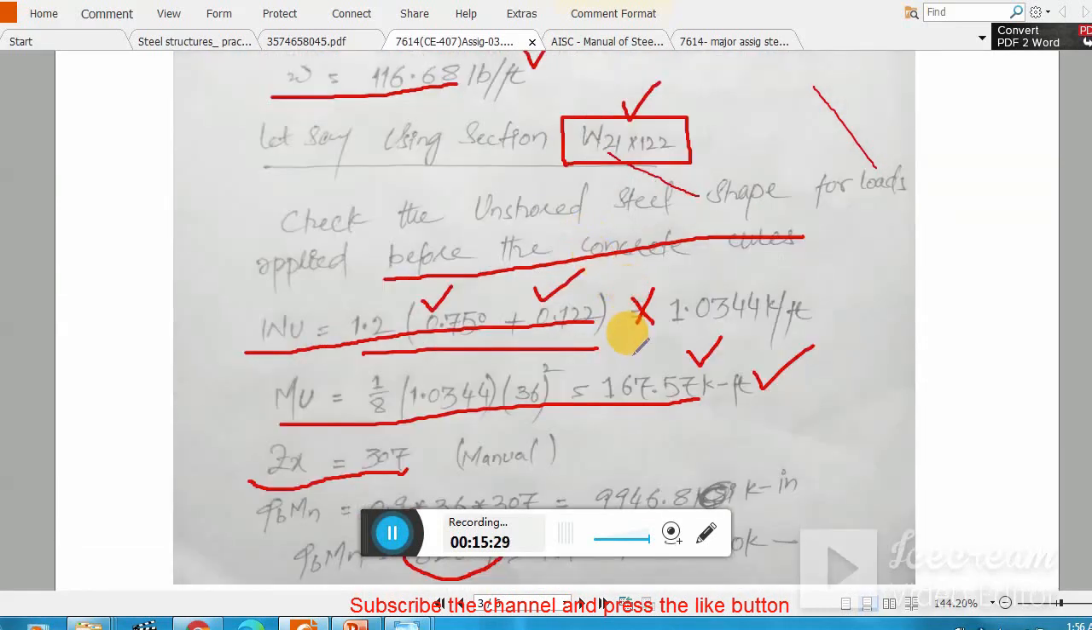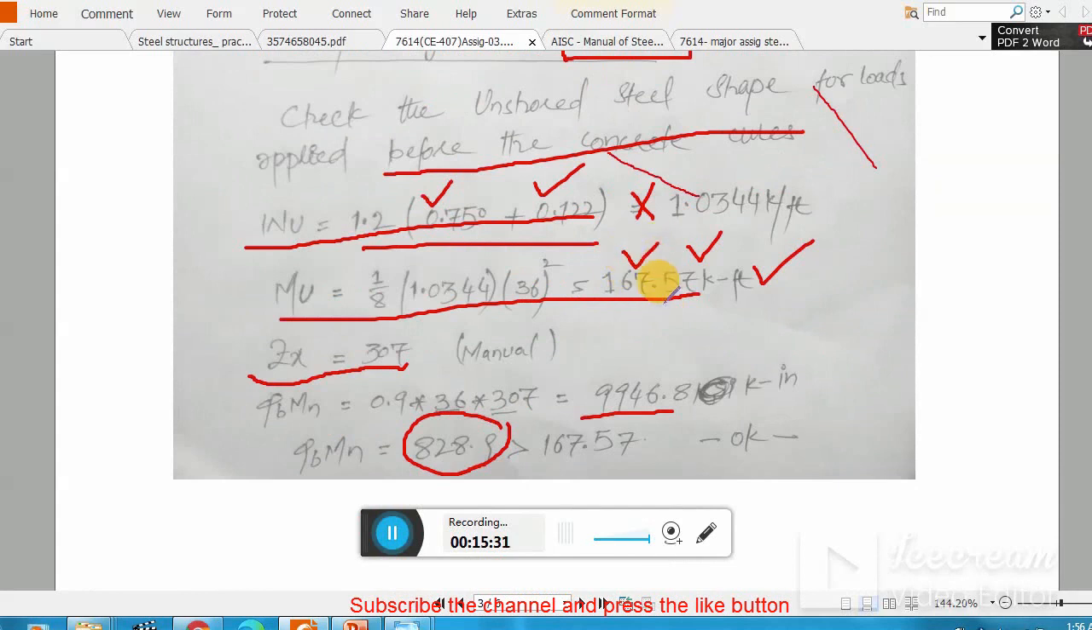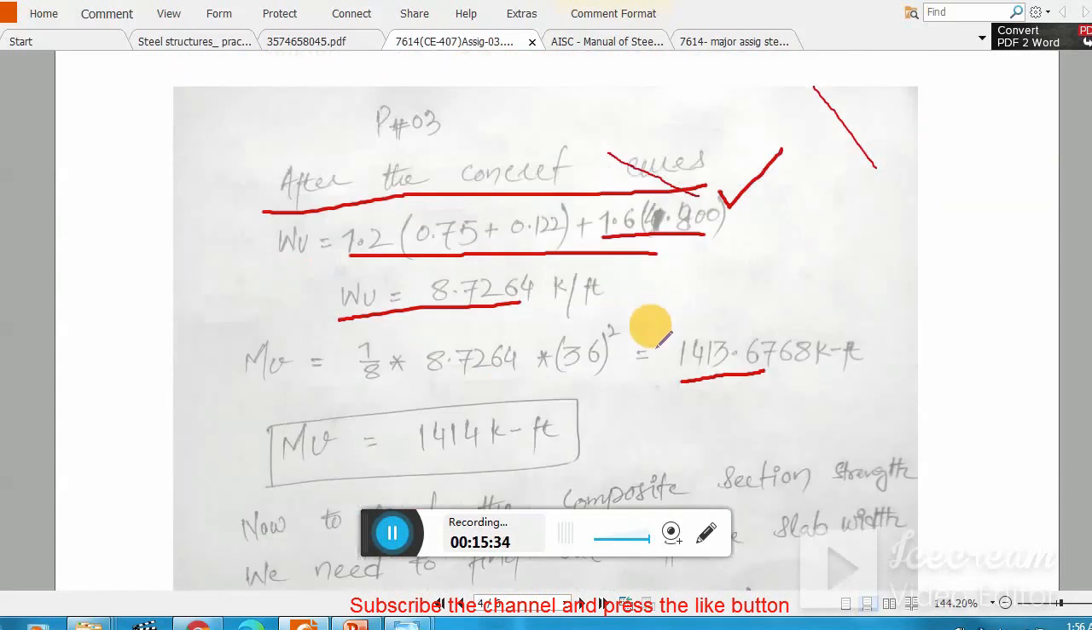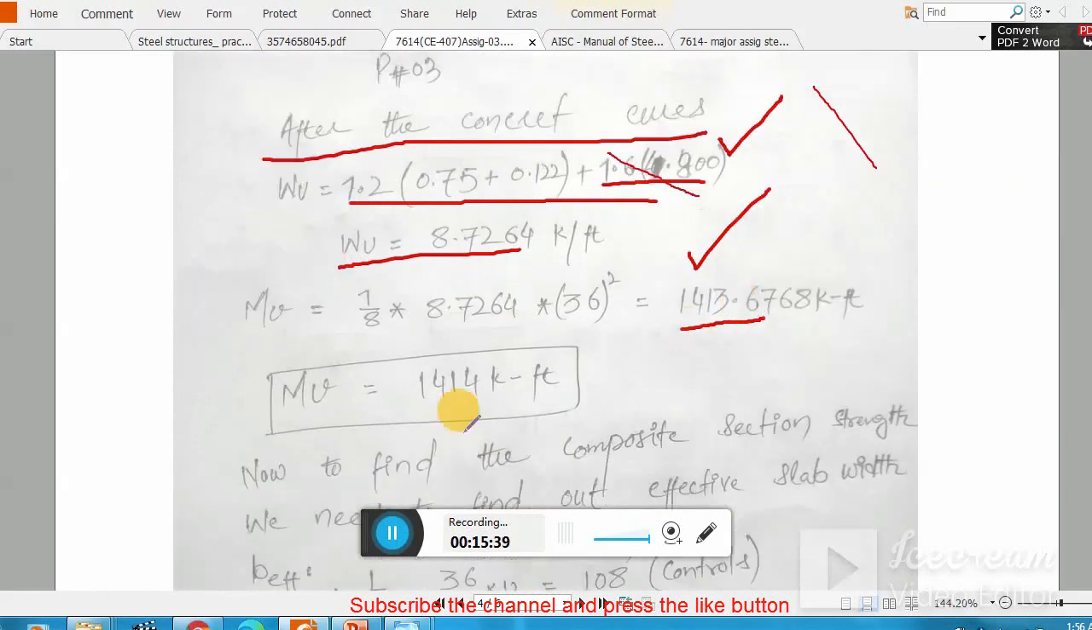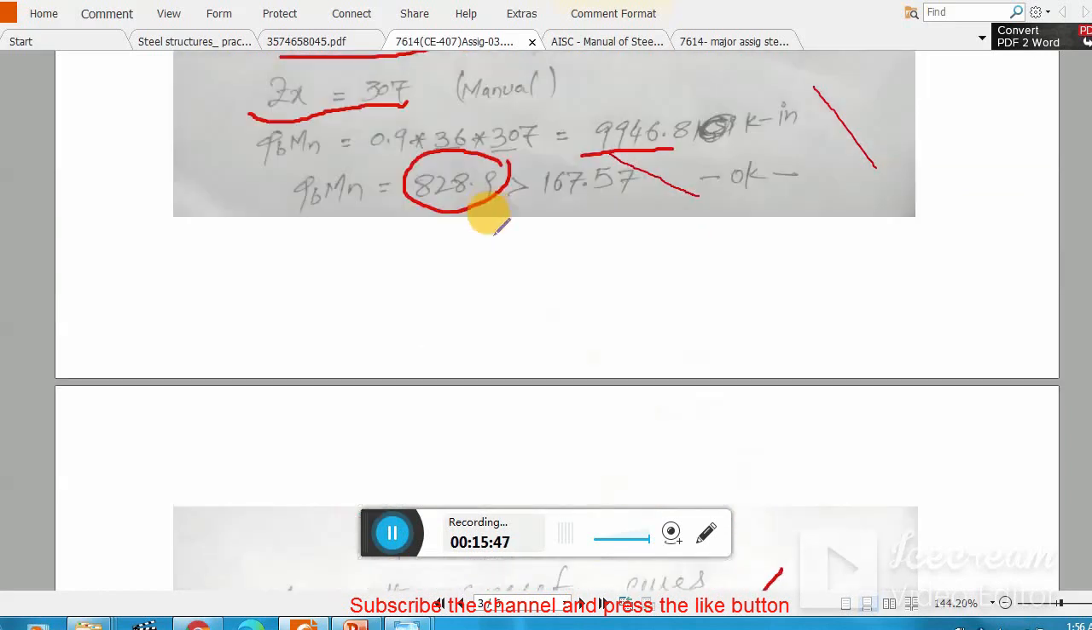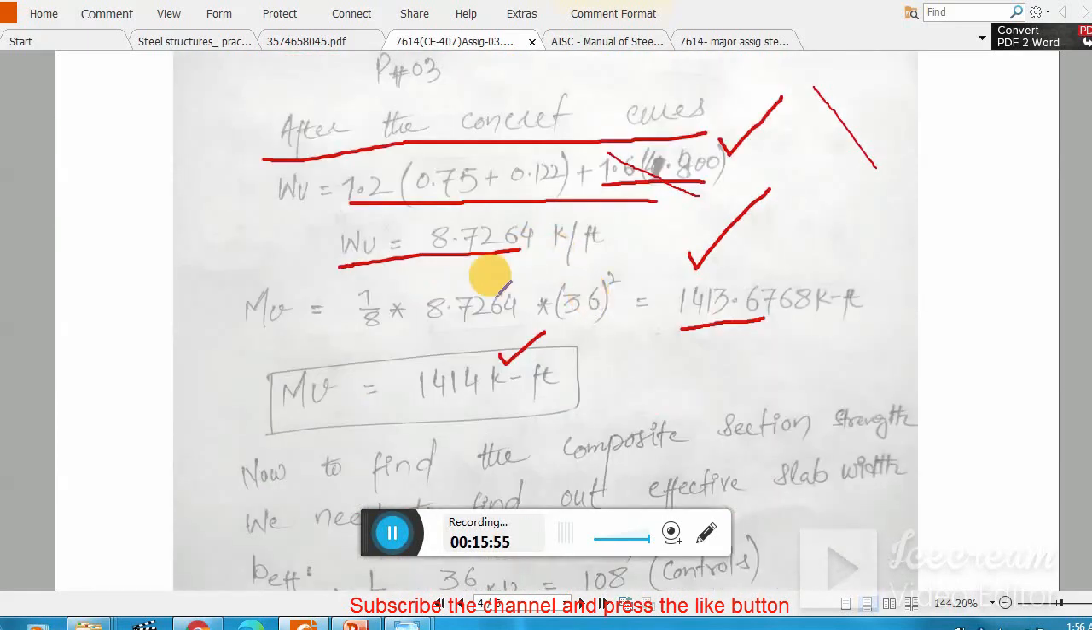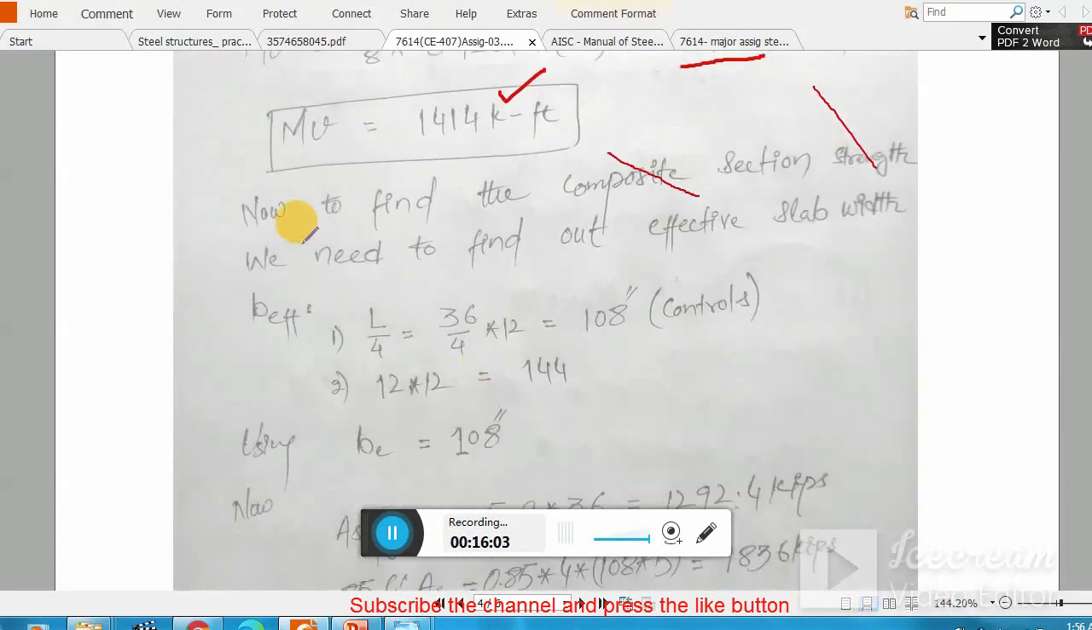Now at this stage you have to support 167 kip-foot moment, but once the concrete is cured, you have to support this moment. Now this is your factored moment. You have to design the section for this moment. So that's why, although the beam is sufficient in taking that load before the curing, now as the concrete is hardened and the composite action is achieved, we need to find out the composite section strength.